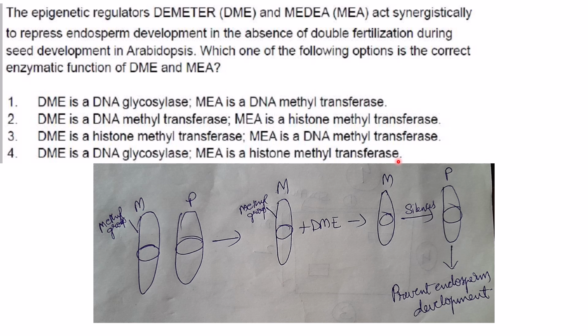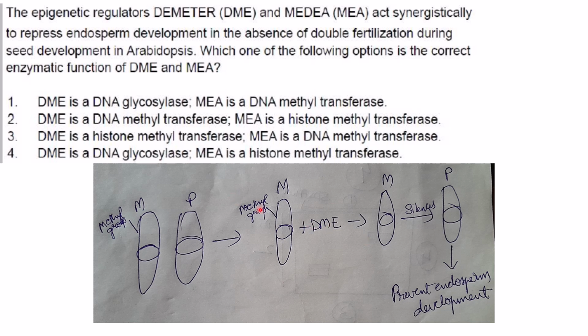Now how do DME and MEA act to repress endosperm development? These are the alleles of MEA. One is the maternal allele and the other is the paternal allele. Now the maternal allele of MEA has a methyl group, so it is not transcribed or translated. The paternal allele doesn't have a methyl group. Now what does DME do? It is a DNA glycosylase, and I told you it removes the methyl group attached to the cytosine and it will result in gene transcription and translation.